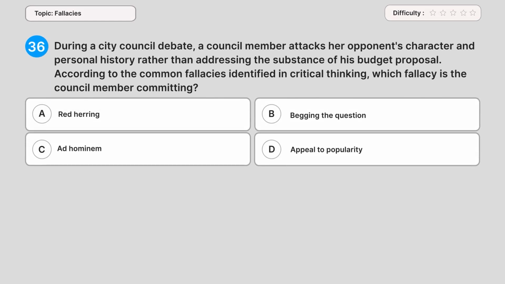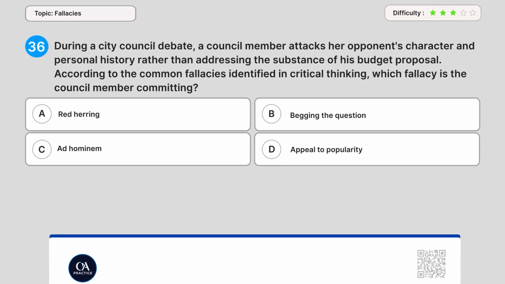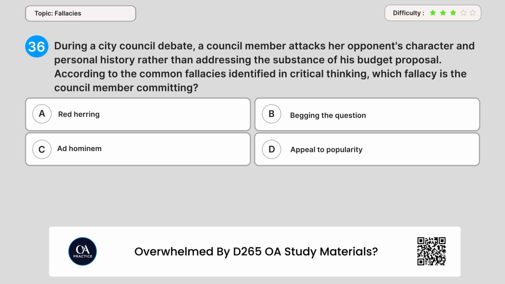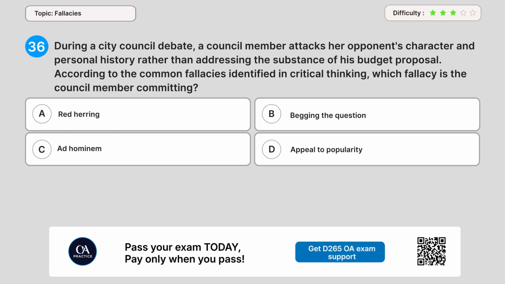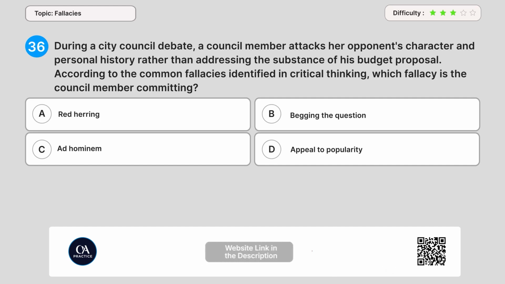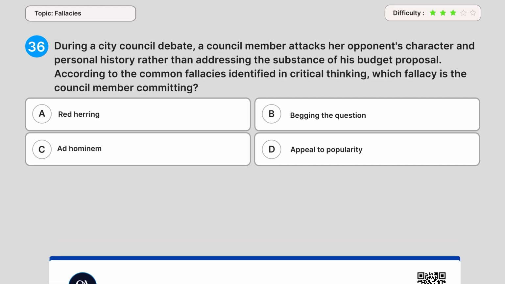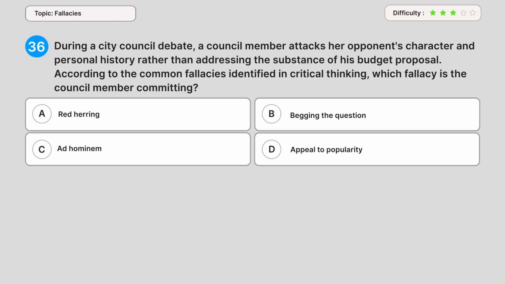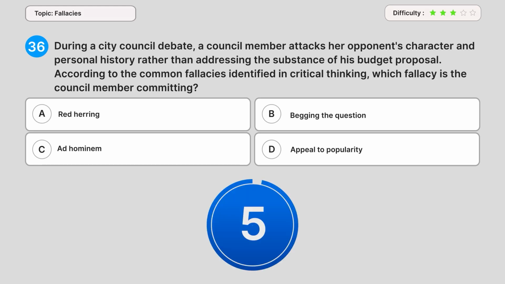36. During a city council debate, a council member attacks her opponent's character and personal history rather than addressing the substance of his budget proposal. According to the common fallacies identified in critical thinking, which fallacy is the council member committing? A. Red herring. B. Begging the question. C. Ad hominem. D. Appeal to popularity. Can you guess the answer?